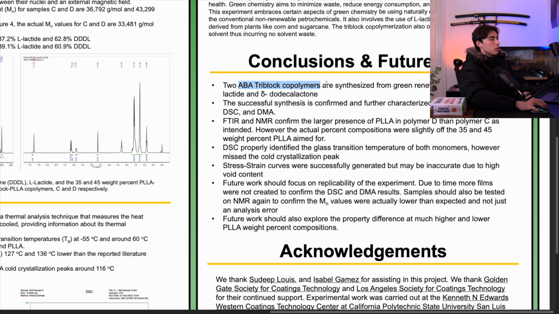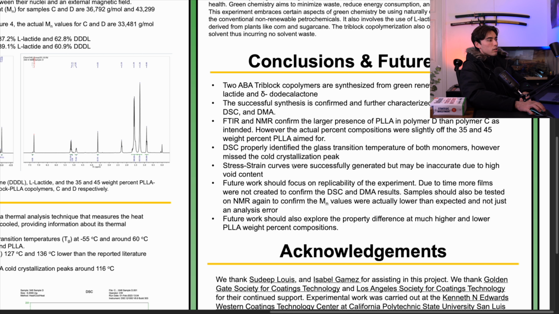So for conclusions and future work, we were able to successfully synthesize 2 ABA triblock copolymers using renewable monomers L-lactide and δ-dodecalactone. And we confirmed this synthesis using FTIR, NMR, DSC, DMA. FTIR and NMR confirmed the larger presence of PLLA in polymer D than C. However, the actual percent compositions that we were aiming for, which was 35 and 45 weight percent PLLA, were slightly off, instead ending up with roughly 37 and 39.